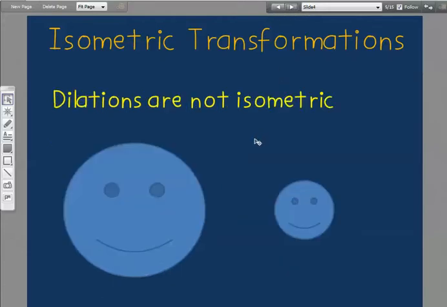Now, a transformation that is not isometric would be a dilation. As you can see here with these happy faces, I've got a real big one and a real small one. So the size changed, but the shape didn't. Okay? Sometimes the shape will also change. Anytime your size or shape changes, it will be a dilation and it will not be isometric.